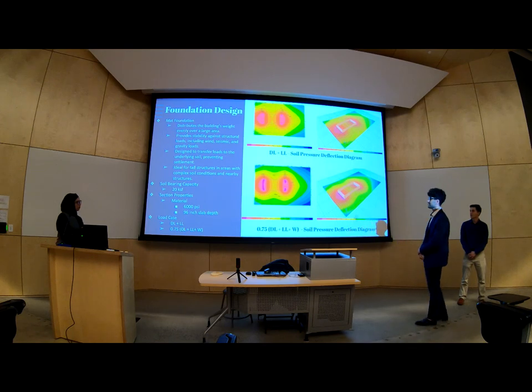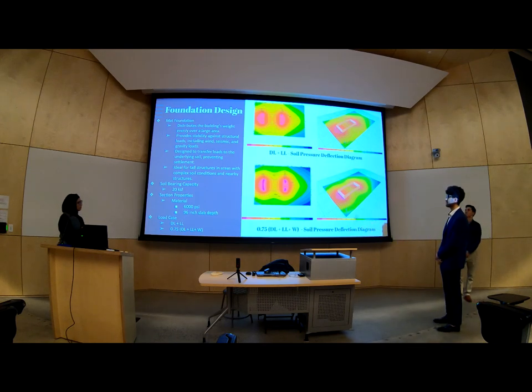And basically, that foundation distributes the building's weight evenly over a large area, and it provides stability against structural loads, including wind loads, seismic loads, and gravity loads. The soil bearing capacity we used was 20 KSF. The material was 6,000 PSI. We used a 96-inch slab depth, and that's pretty much it.